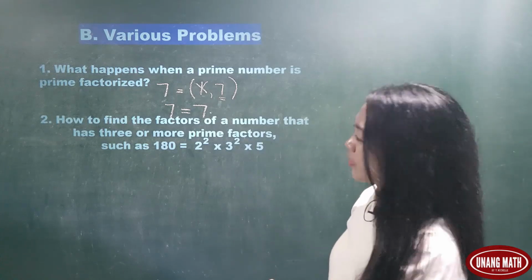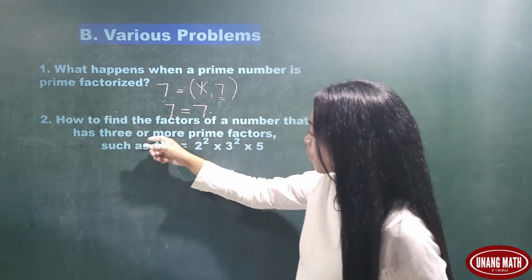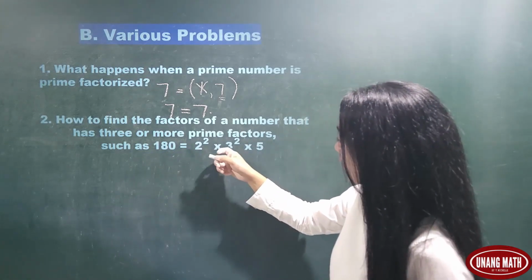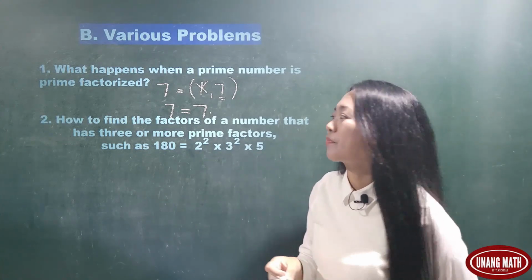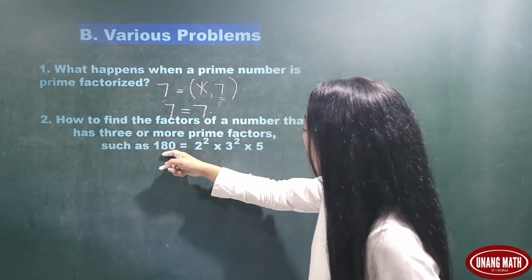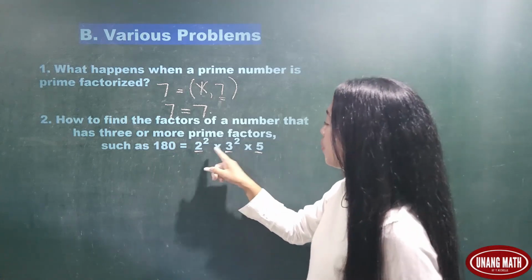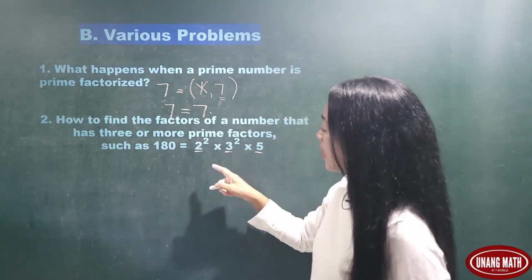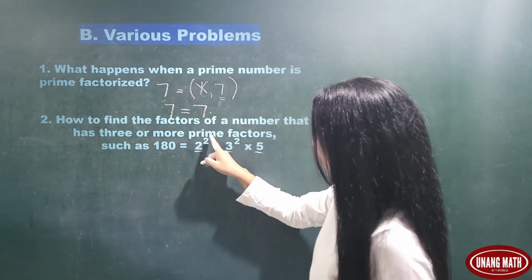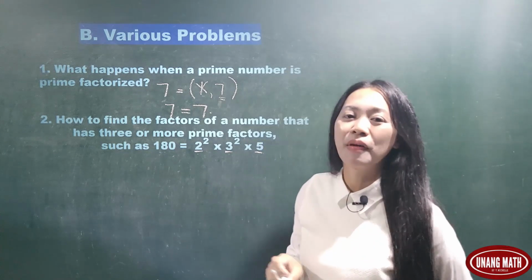Okay, let's have the second question. How to find the factors of a number that has 3 or more prime factors, such as 180, which is equal to 2 squared times 3 squared times 5. 180 here has 3 prime factors, 2, 3, and 5. And this means that all the factors of 180 is equal to all the factors of 2 squared times all the factors of 3 squared times all the factors of 5.